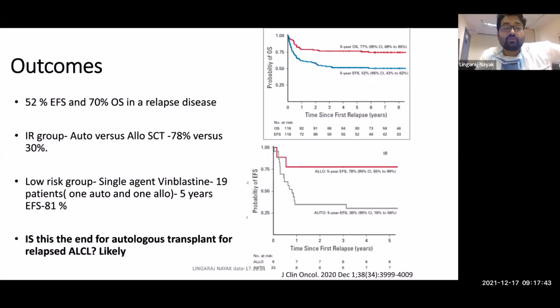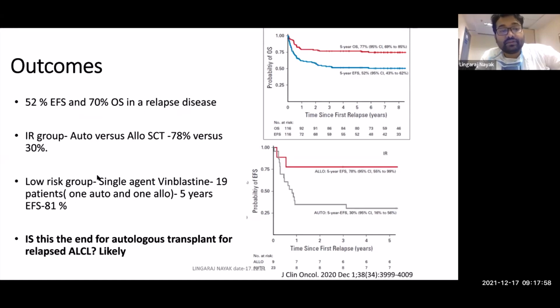So if you see the overall outcome of this patient group, 50% event-free survival, 70% OS. So that is in a relapsed disease. As I was discussing, it's a chemosensitive disease, and when you do transplant at relapse also, the outcomes are still 50% with 70% OS.